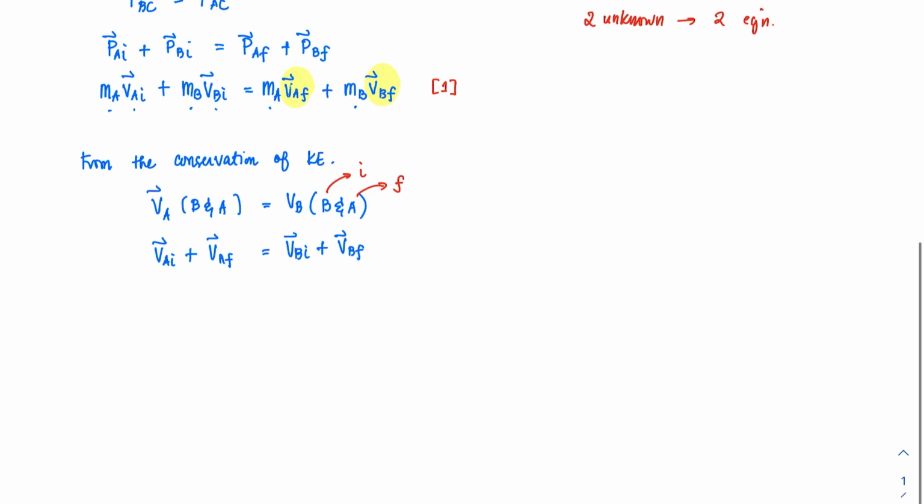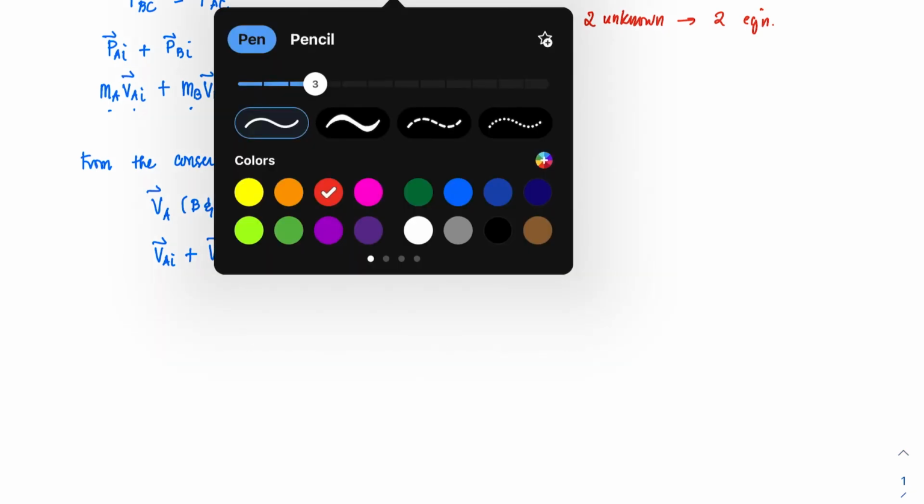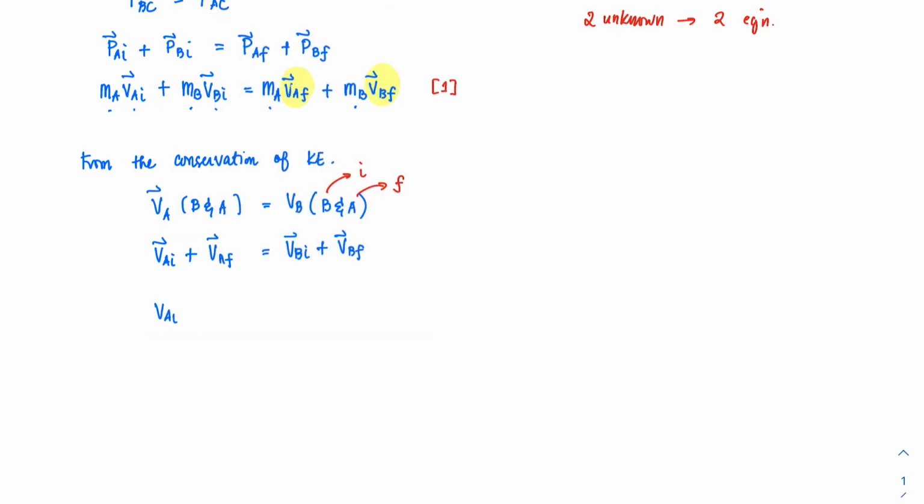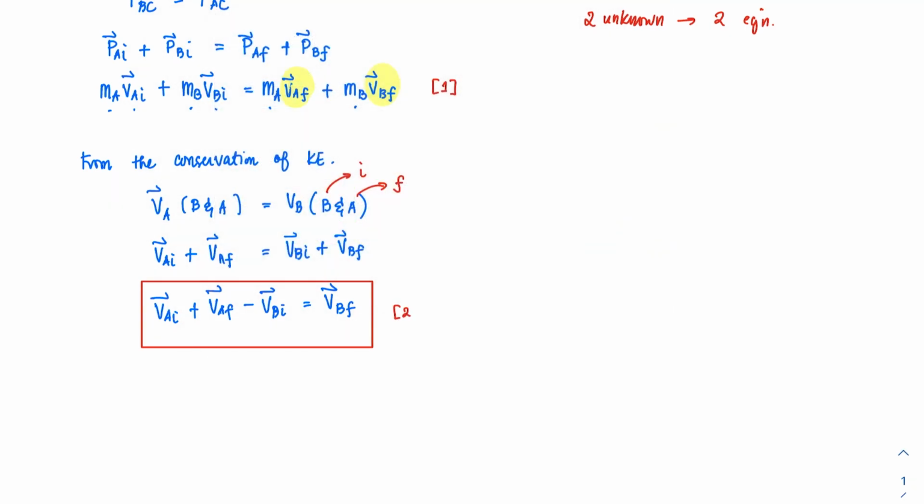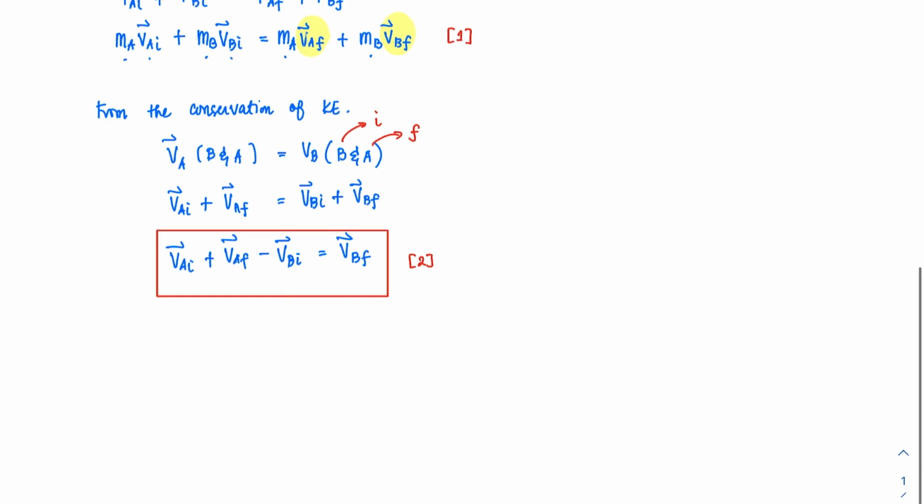Alright, so I'm just going to make that clear again and again, because most of you got it wrong in that case. Now, if you notice over here, what I'm going to do is I'm going to transpose VBI. So it will look like this: VAI plus VAF minus VBI is just equal to VBF. So this one over here is my equation 2. So I now satisfied the algebraic condition that if I have two unknowns, at least I must have two equations. So I now have two equations.